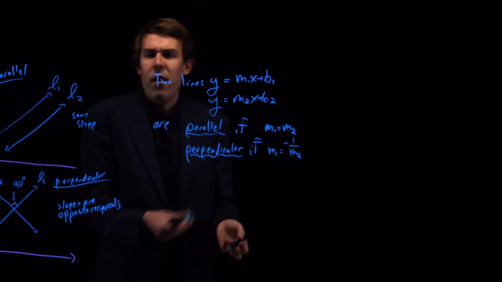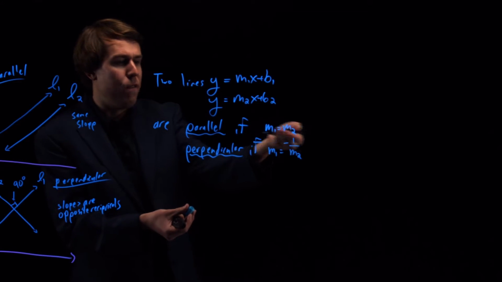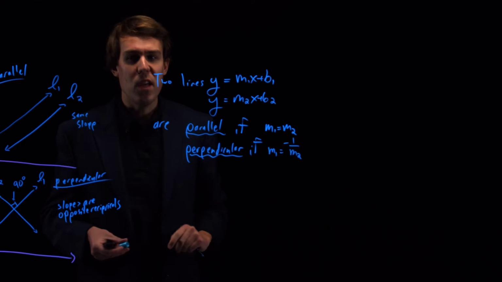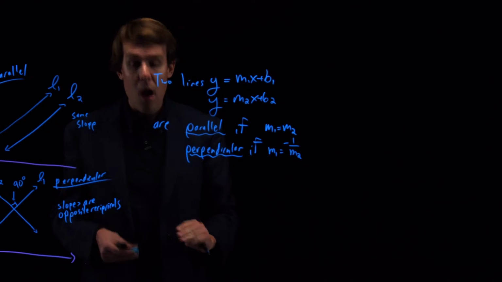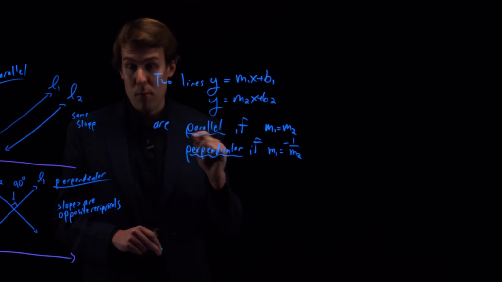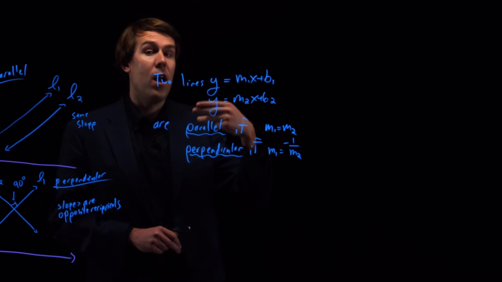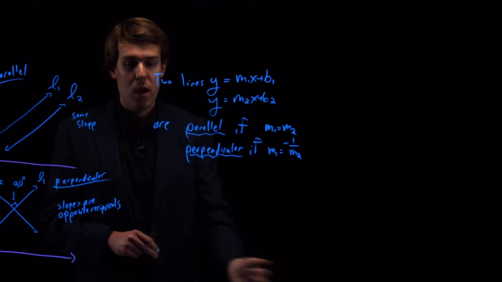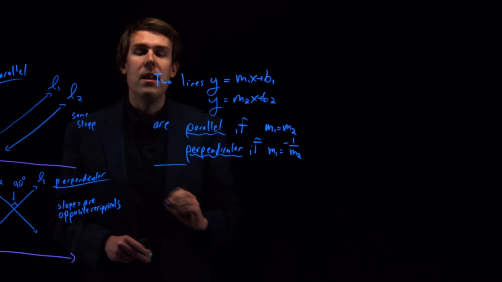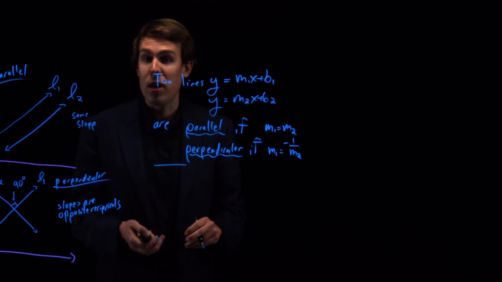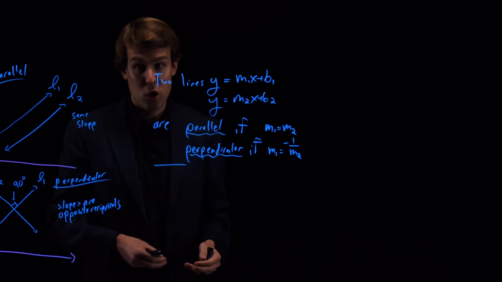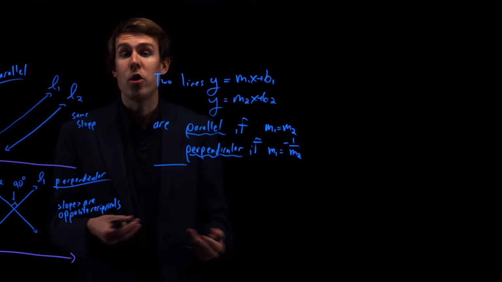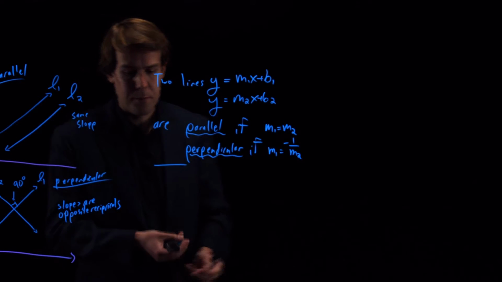So I think that the characterization for parallel lines is fairly straightforward. They should have equal slopes. For perpendicular lines, it's a bit more complicated. They have to have opposite reciprocal slopes. So let's now look at a few examples to try to determine if, by looking at the slopes of the lines, we can determine if they're parallel or perpendicular.